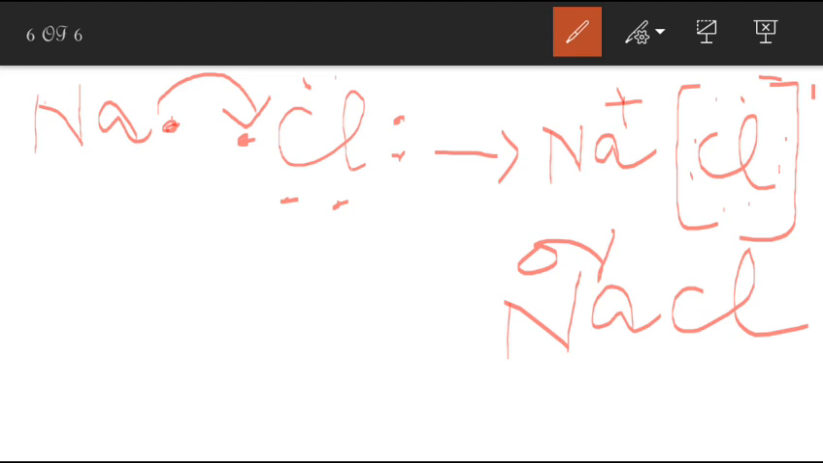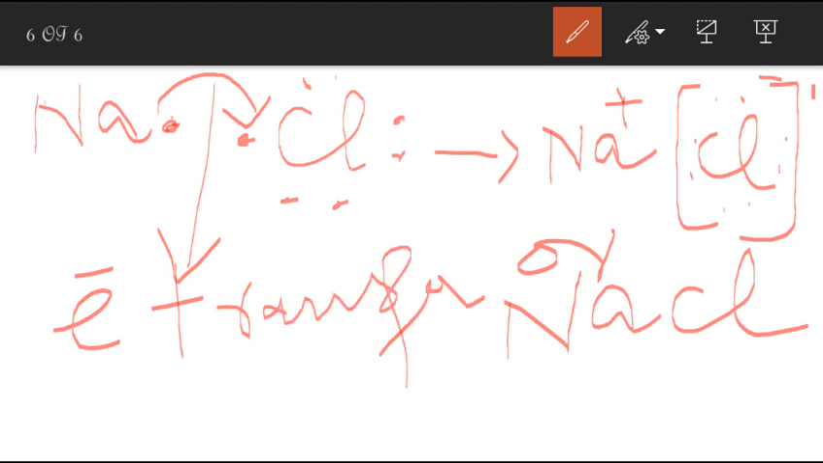This is the way, but this is electron transfer. Here electron transfer will take place from a metal to a non-metal. So you will remember that in an ionic compound, metal will always lose electrons and non-metal will always gain electrons. So this is the way by which electron transfer takes place from a metal to a non-metal.